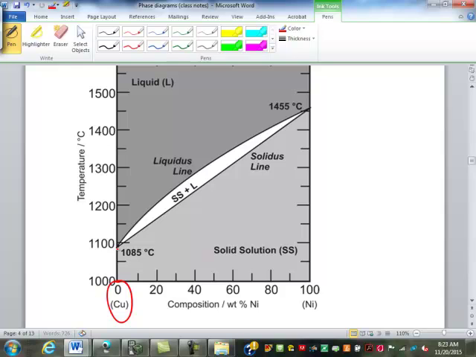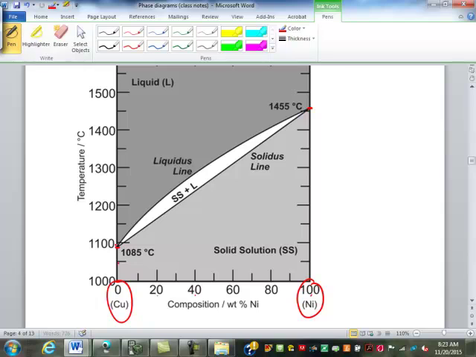Copper at 1,085 degrees goes from a solid to a liquid. It melts at 1,085 degrees. On this side of the chart, we have pure nickel. Pure nickel goes from solid to liquid, or melts, at 1,455 degrees Celsius. Now, this diagram does not show pressure. This is assumed to be at 1 atmosphere, at standard atmospheric pressure. This would be 20% nickel and 80% copper, 40% nickel and 60% copper, 60% nickel, 40% copper, and so on. 50-50 right here.